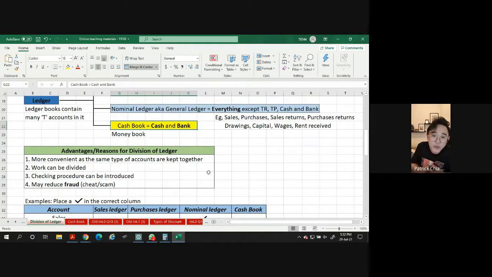So when they ask you for a reason or advantages, why do we divide? When you see so many different books, you have a very safe answer. The safe answer is what? Number 2. Work can be divided.